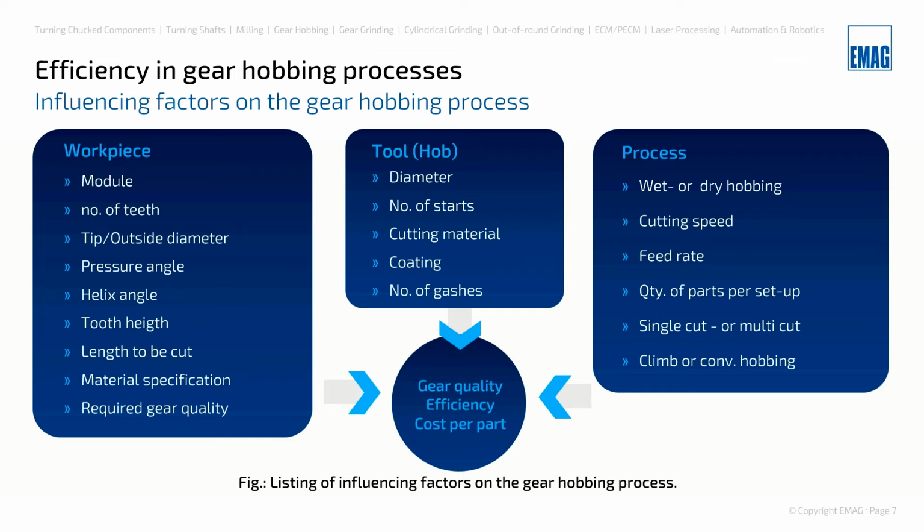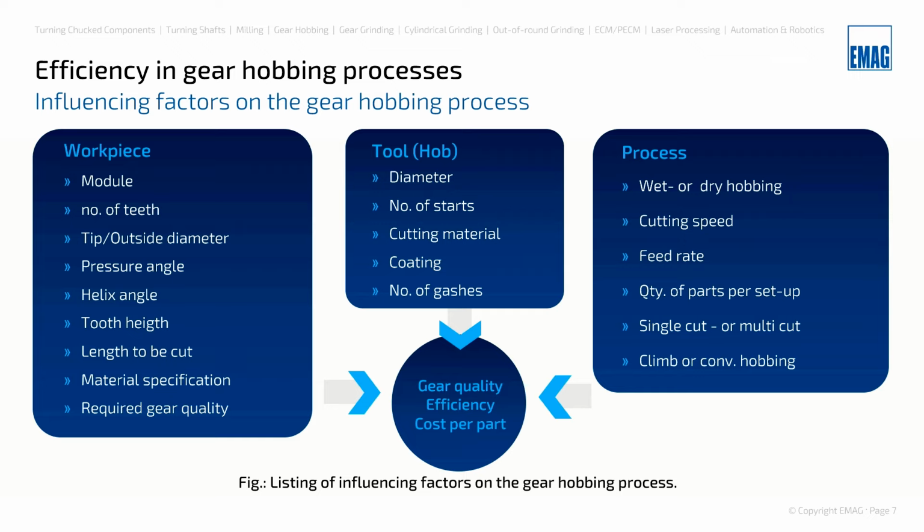So in order to design this process, first and foremost, we need a clear understanding about the influencing factors on the gear hobbing process, and these are shown in this slide here. On the left side, we have the workpiece. We see the gear data once again, module, number of teeth, etc., but also the material specification and its properties. The required gear quality is important too.